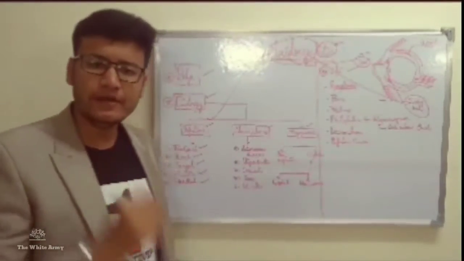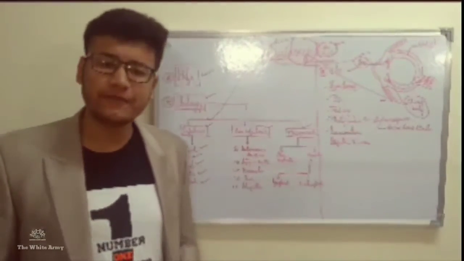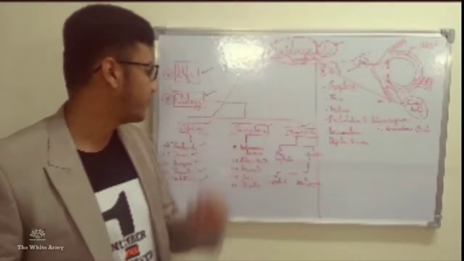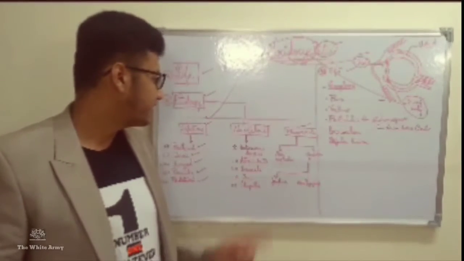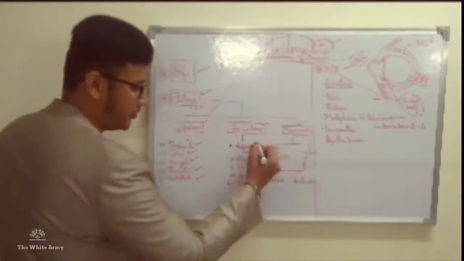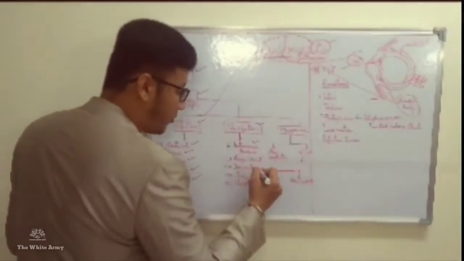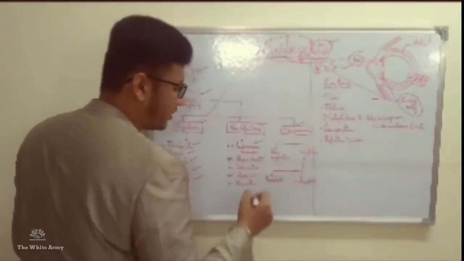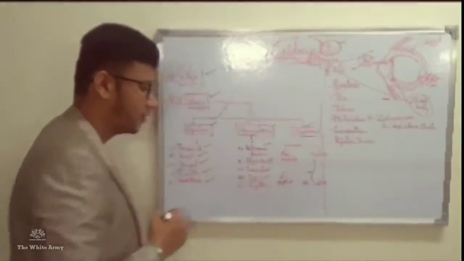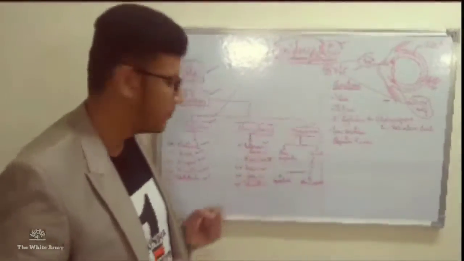Now we will explain the non-infectious factors which are responsible for iridocyclitis. The first one is autoimmune diseases, followed by atopic uveitis, traumatic, toxic, and finally idiopathic. Let me explain one by one.